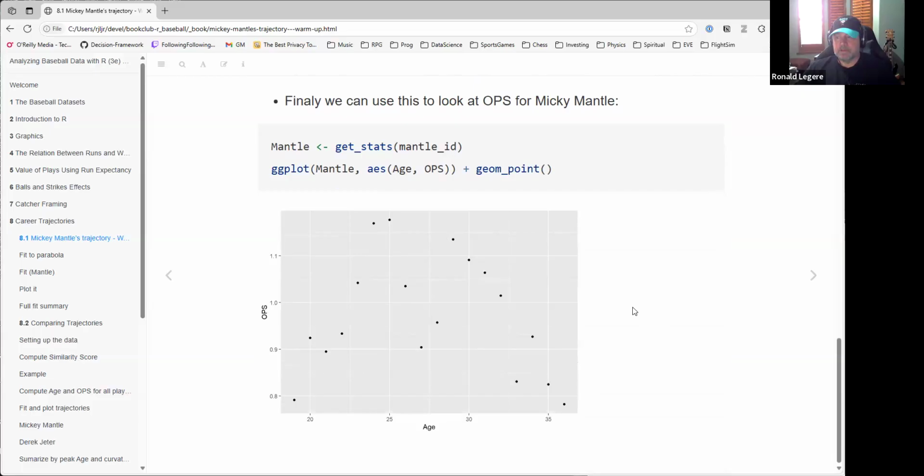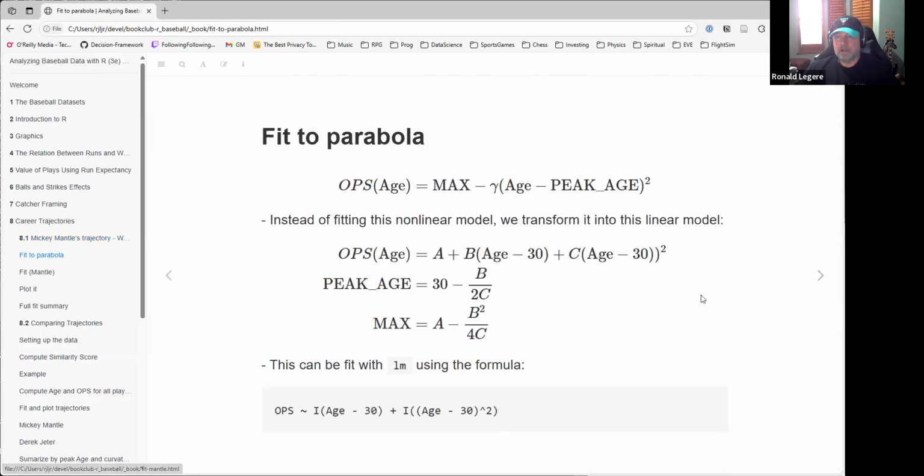We can do better than just eyeballing it. We can try to fit this to a parabola. The idea is that we'll say there's a parabolic shape to it. So the OPS as a function of age has some maximum, and then it decreases quadratically away from some peak age.